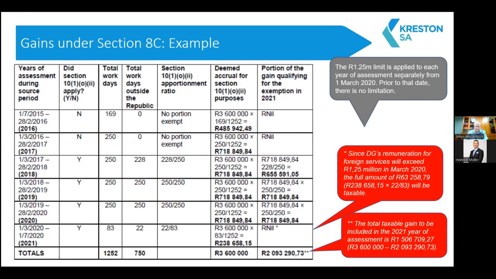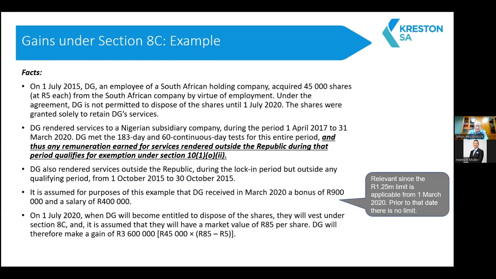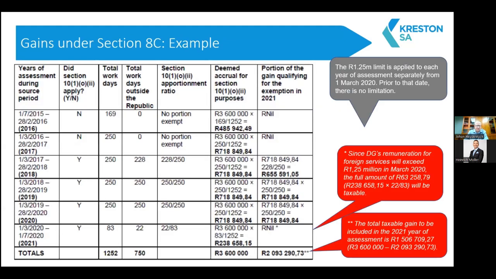But now in the 2018 year, because you went to Nigeria on the 1st of April 2017, all right? So you were outside the Republic for 228 days. So there were 250 working days in the 2018 tax year. Of that period, 228 was outside. So your exemption is then 228 divided by 250 multiplied by 718,000, exempt in terms of 10(1)(o). And no limitation of 1.25 million because that period is before the 1 March 2020 date.